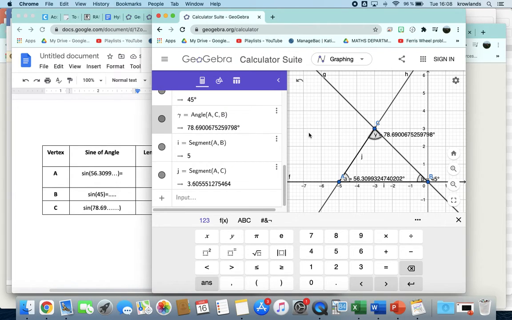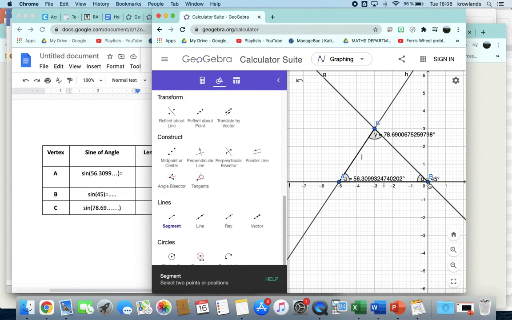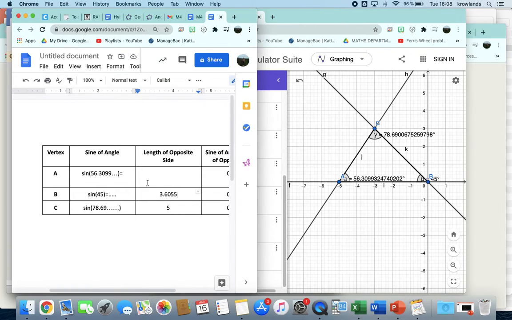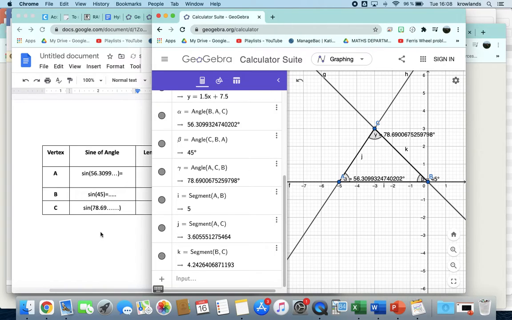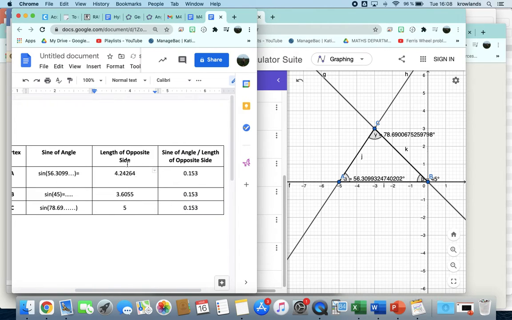Finally, the next one we're going to have is the length from side B to C. So what we'll do is we'll get a segment and we'll type B to C, and then we'll go back onto the calculator mode, and it says it's 4.24. So we'd write this to a couple of decimal places, 4.24264. The last step you need to do then is the sine of the angle, so this answer divided by this one, and you'll write your observations.